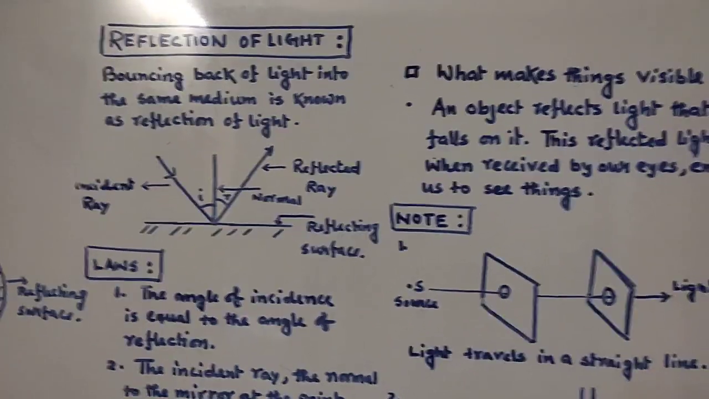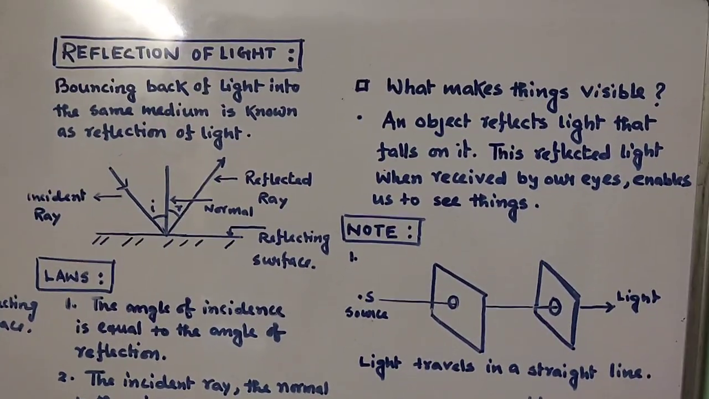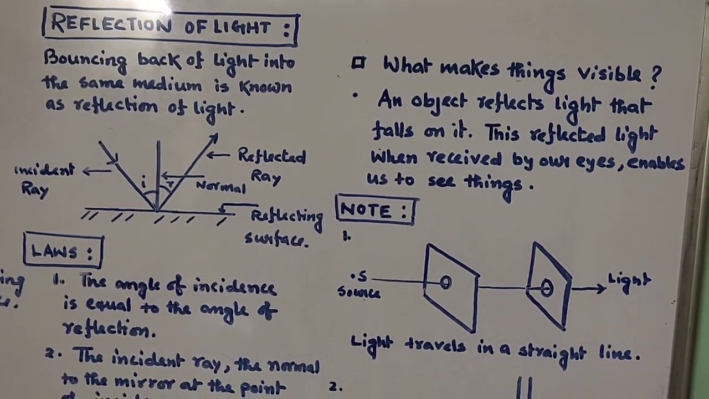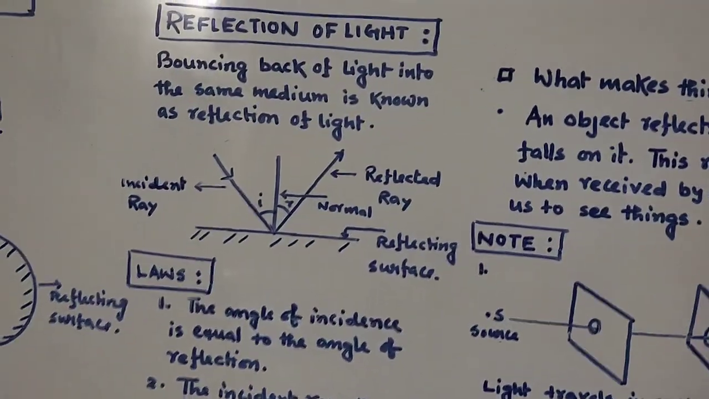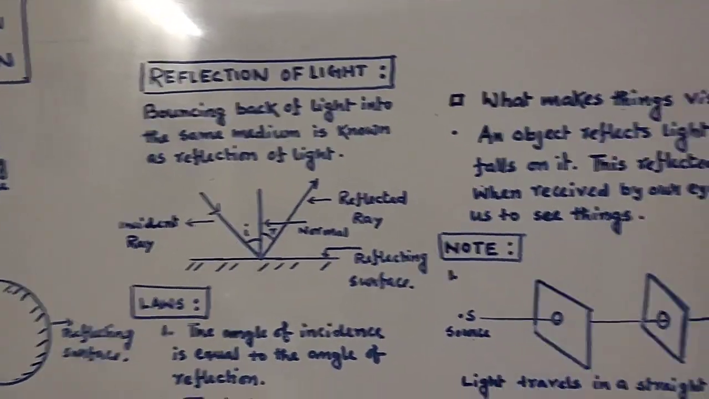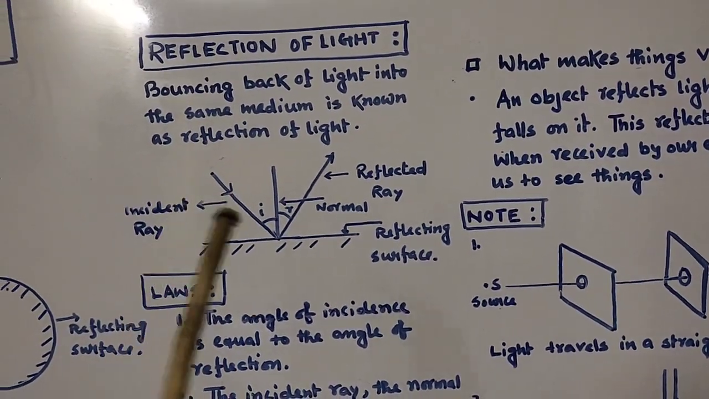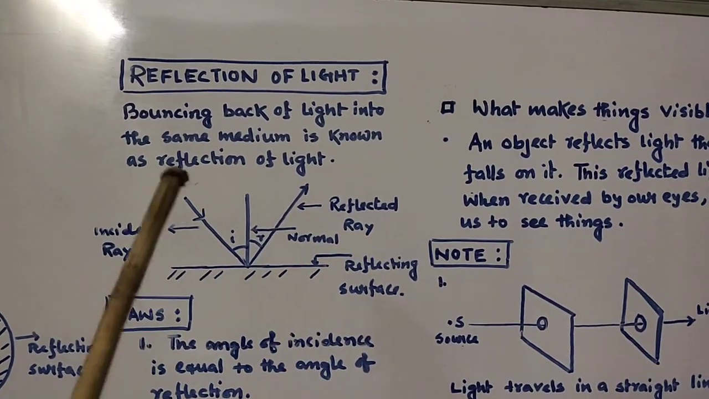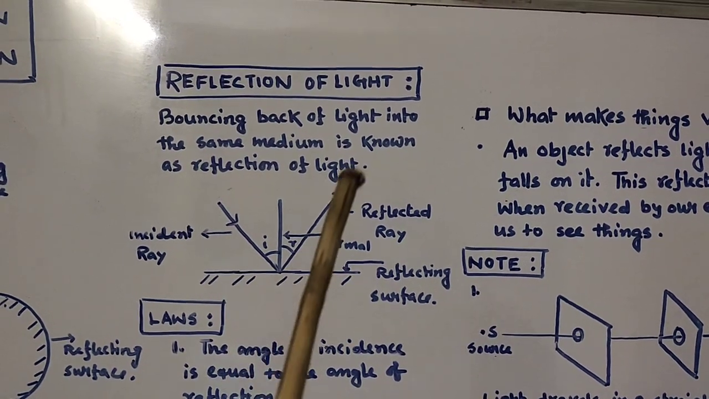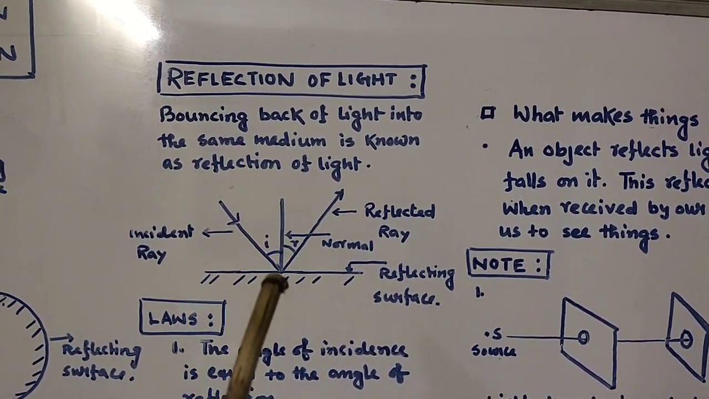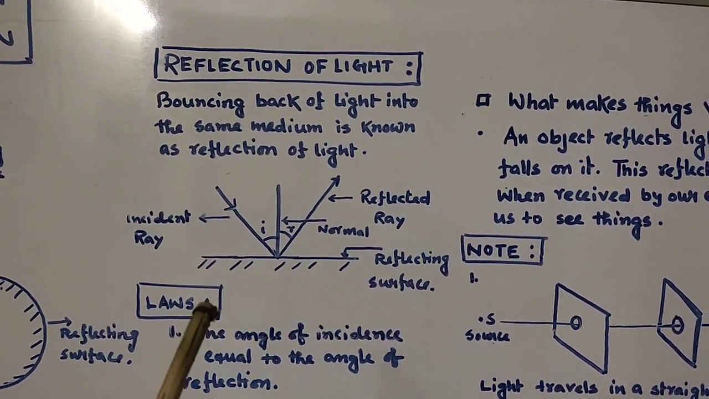Now all of you know what reflection is. Bouncing back of light into the same medium is known as reflection of light. Here we have given a ray diagram. You see there is an incident ray, and this is your reflecting surface. The ray strikes this reflecting surface and then reflects, and at the point of incidence we have drawn a normal to the reflecting surface, which is nothing but a plane mirror.